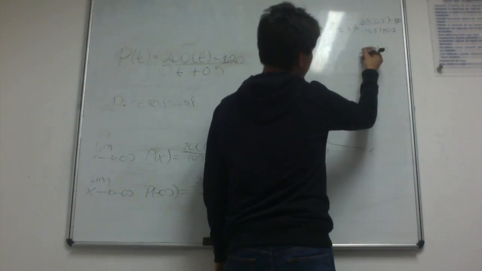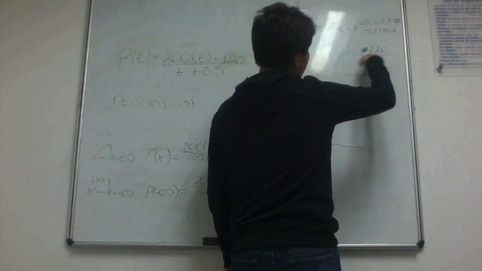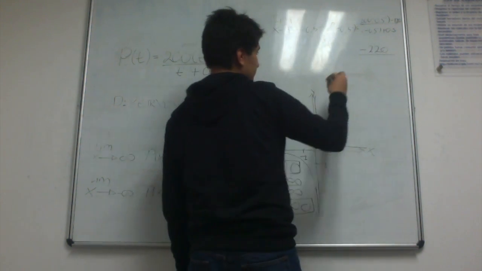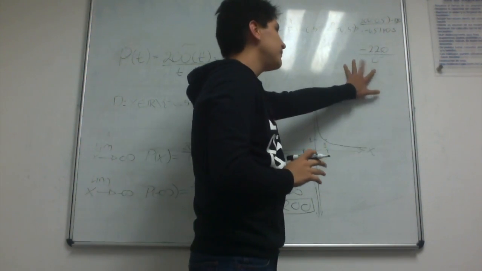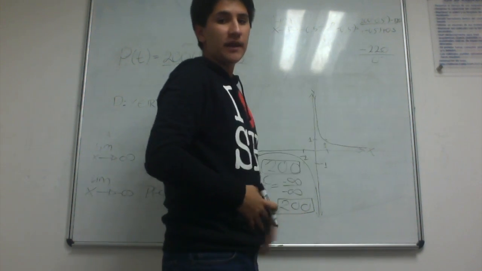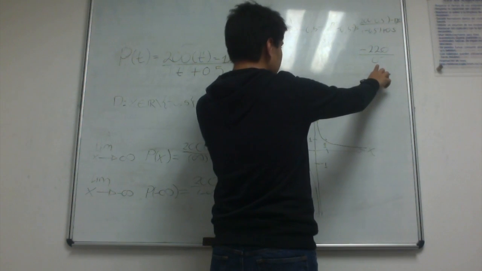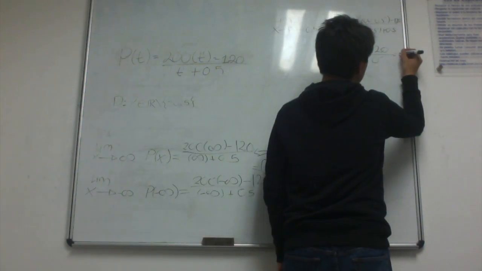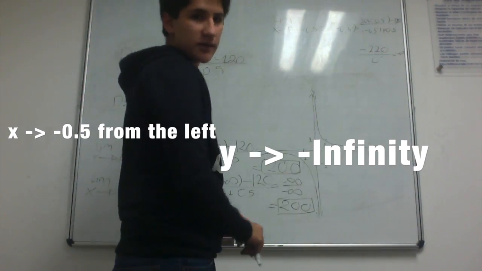Then we're going to look for the result in the denominator. We have minus 0.5 from the left plus 0.5, which is 0 from the left. So we're going to say that it equals minus infinity because we have a negative over a small negative number, so it's minus infinity.